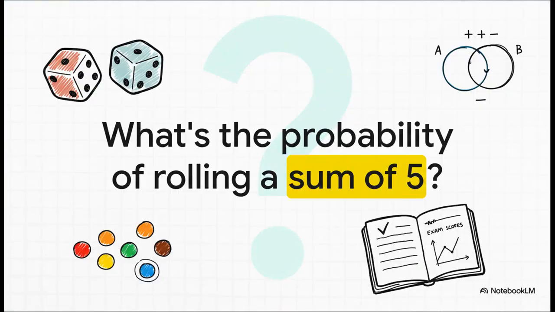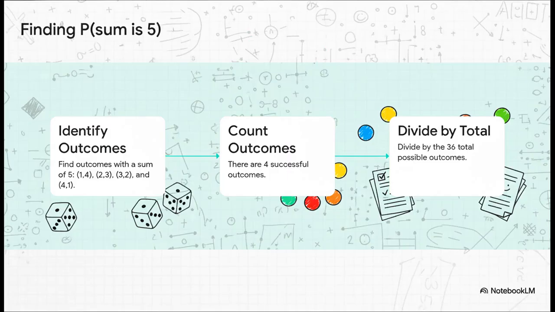Okay, so now that we have our map, we can actually start asking some interesting questions. Let's say we want to know, what's the probability that the two dice add up to exactly 5? How do we figure that out? Well, the process is pretty simple. First, we just look at our map and find every single combo that adds up to 5. So we've got a 1 and a 4, a 2 and a 3, a 3 and a 2, and a 4 and a 1. That's 4 successful outcomes.